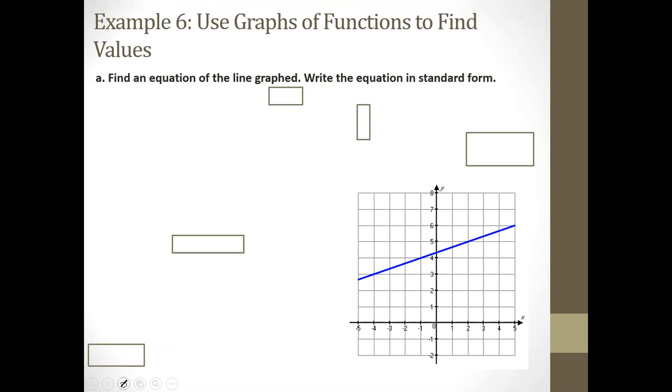All right. Now in this problem, we're asked to find an equation of the line that's already graphed for us. We see this blue line down here in the bottom right-hand corner, and we're going to write the equation in standard form.